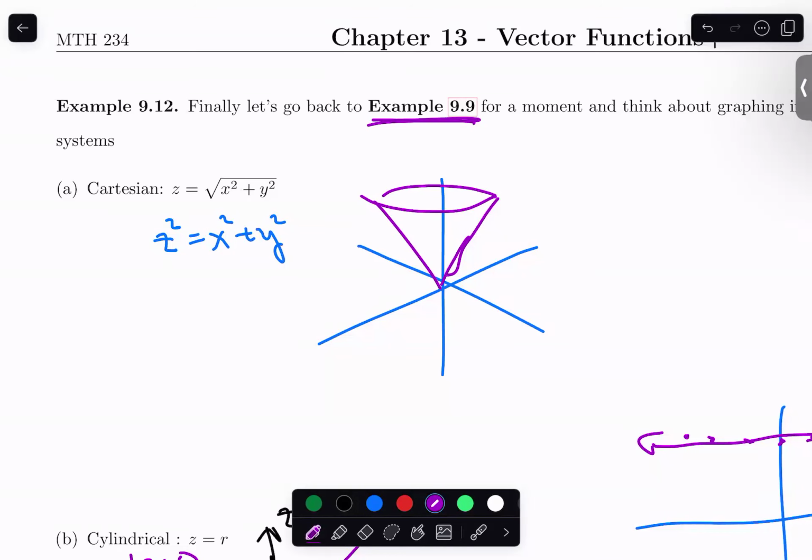Does that make sense? Sorry, one more time. Oh, okay. I think you asked, why is this one positive?